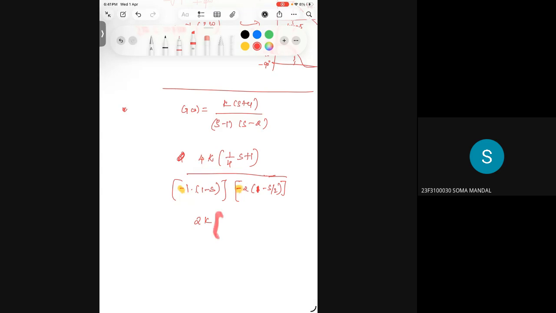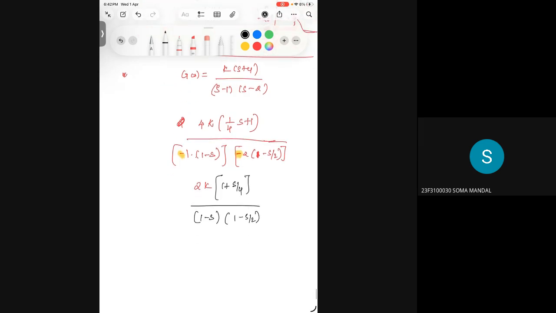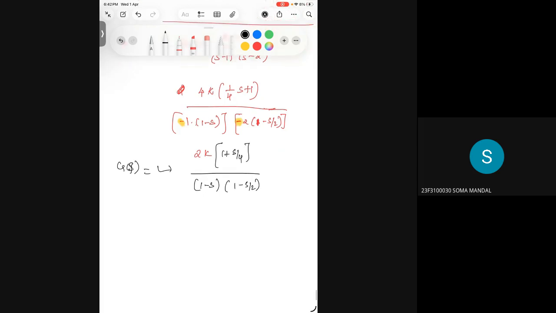2k into s by 4 plus 1, divided by 1 minus s into 1 minus s by 2. Okay, this is my system, just the rewritten form. Same system, G of s. So the next thing we will do is substitute G of j omega in the system: 2k into 1 plus j omega by 4, divided by 1 minus j omega into 1 minus j omega by 2.